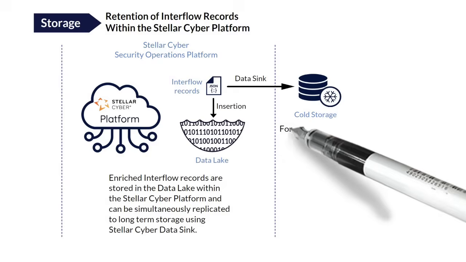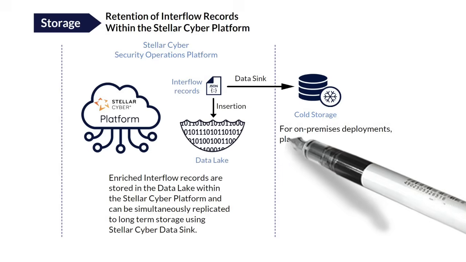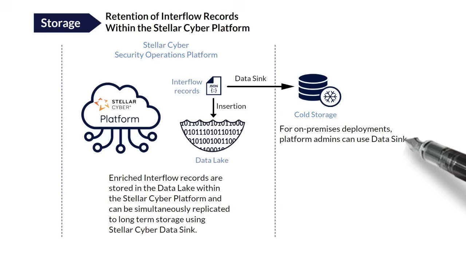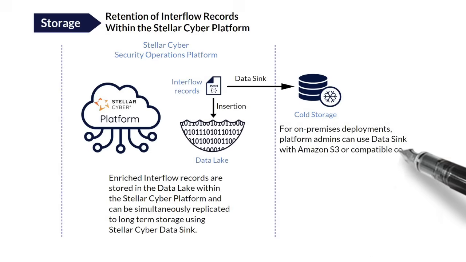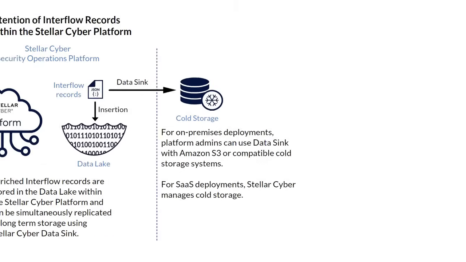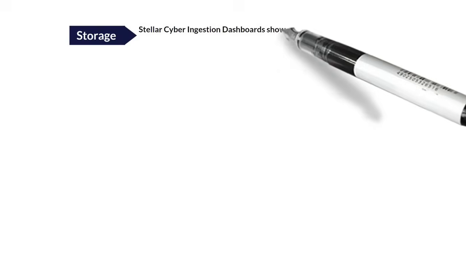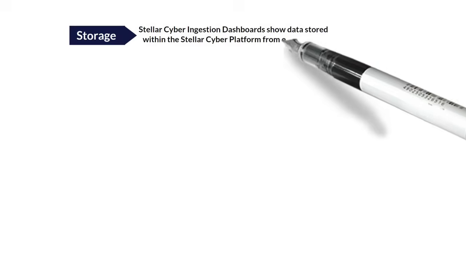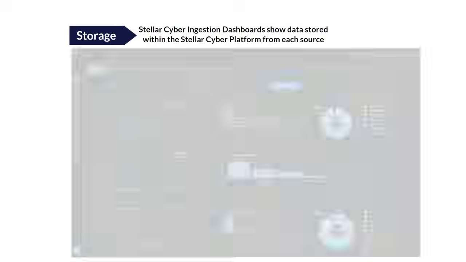For on-premises deployments, platform admins can use data sync with Amazon S3 or compatible cold storage systems. For SaaS deployments, Stellar Cyber manages the cold storage. The Stellar Cyber ingestion dashboards show data stored within the Stellar Cyber platform from each source.